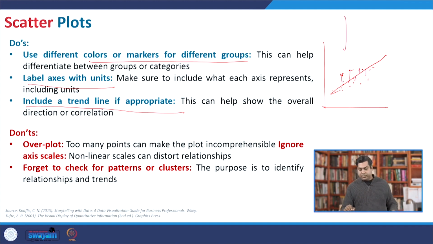Or maybe you have a graph with this kind of scatter plot, where you can join them with a particular trend line. Do not overplot too many points, it can confuse this particular plot, so do not do that. Then, do not ignore the axis scale, and do not forget to check the patterns or the clusters if they exist, right.